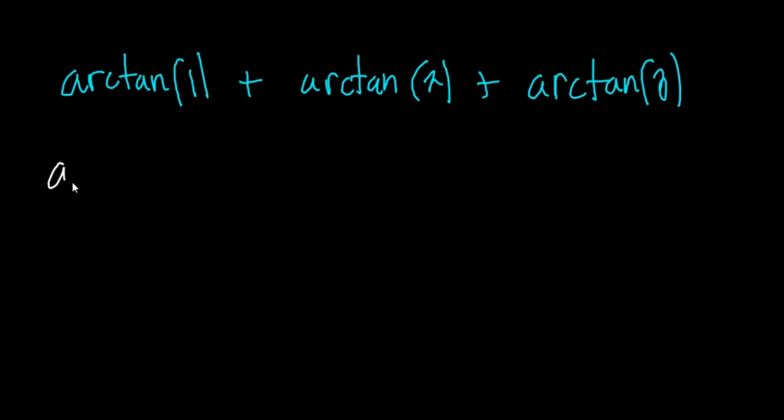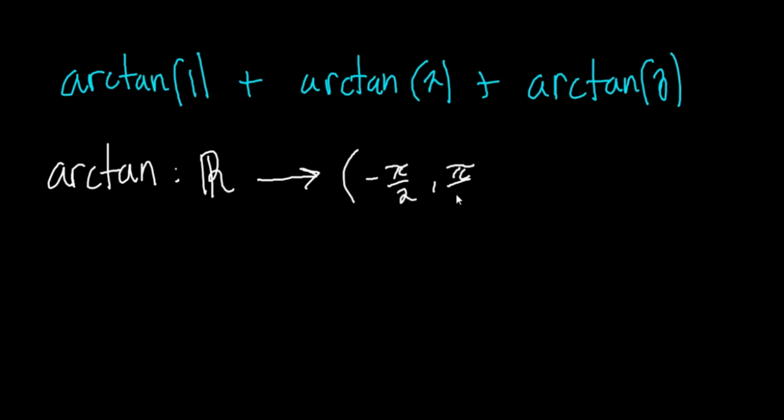Well, the arctangent function is a function whose domain is all real numbers. So the input to this function, we can input any real number, and it outputs a number that's in between negative pi over 2 and pi over 2, but not including negative pi over 2 and pi over 2.